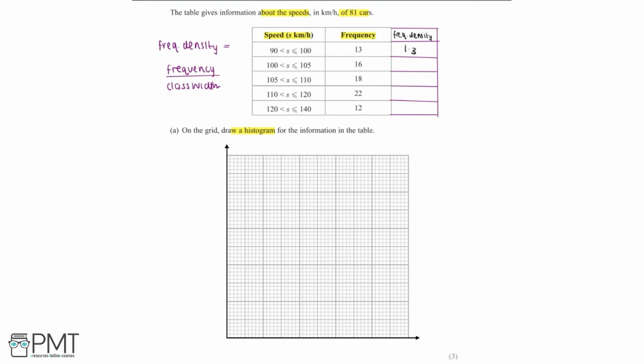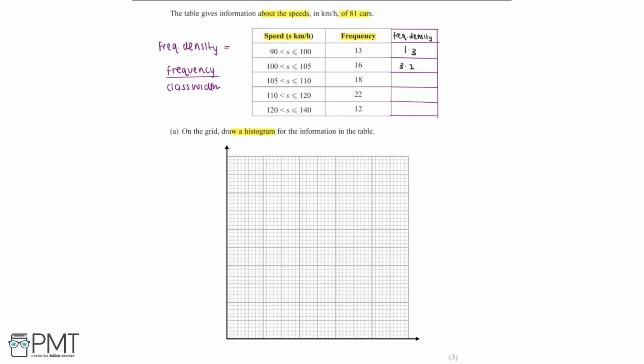For the second row, we have a frequency of 16 and a class width of 5, and so our frequency density is 16 divided by 5, which is 3.2. For our third row, we have a frequency of 18 and a class width of 5, and so our frequency density is 18 divided by 5, which is equal to 3.6. For the fourth row, we have a frequency of 22 and a class width of 10, and so our frequency density is 22 divided by 10, which is 2.2. And finally, in our last row, we have a frequency of 12 and a class width of 20, and so our frequency density is 12 divided by 20, which is equal to 0.6.